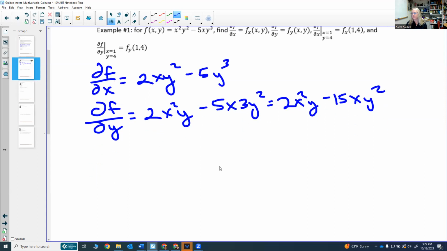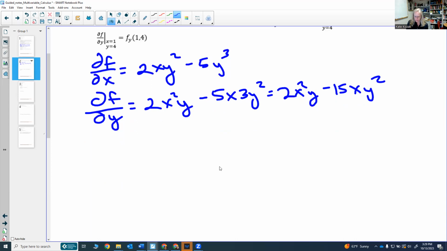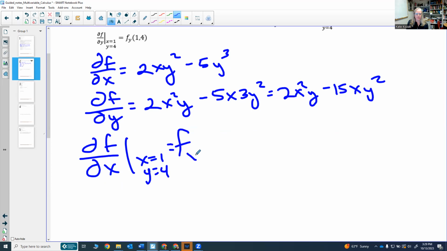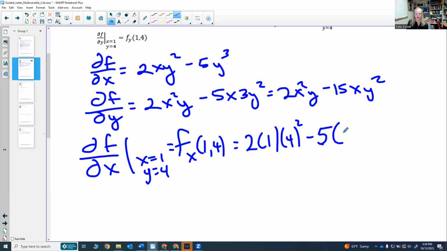Now let's evaluate the partial derivative of f with respect to x when x is equal to 1 and y is equal to 4. Again, you can also write this as f sub x of 1, 4. So you can have 2 times 1 times 4 squared minus 5 times 4 cubed. Evaluating that, that's negative 288.